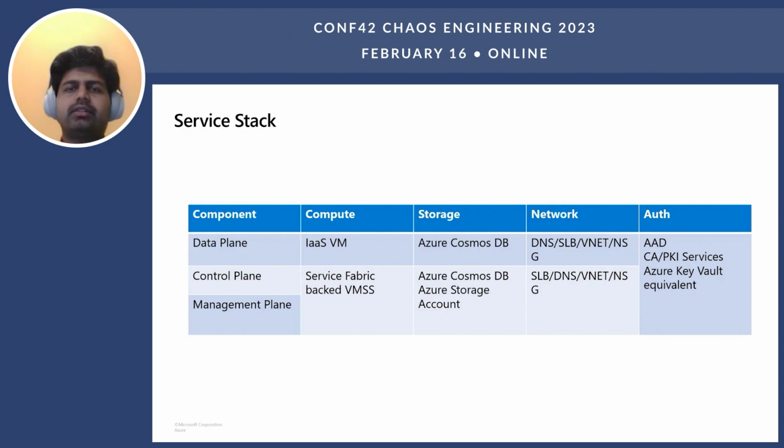Our customers access our endpoints through a load balancer, which is managed by a DNS. Our applications are secured within a virtual network with a network security group. Our authentication stack is based on Azure Active Directory, and we use an internal certificate authority PKI service and a Key Vault equivalent for certificate and secret management. Next, let's go over the details of our service scenarios and automation we were able to achieve.